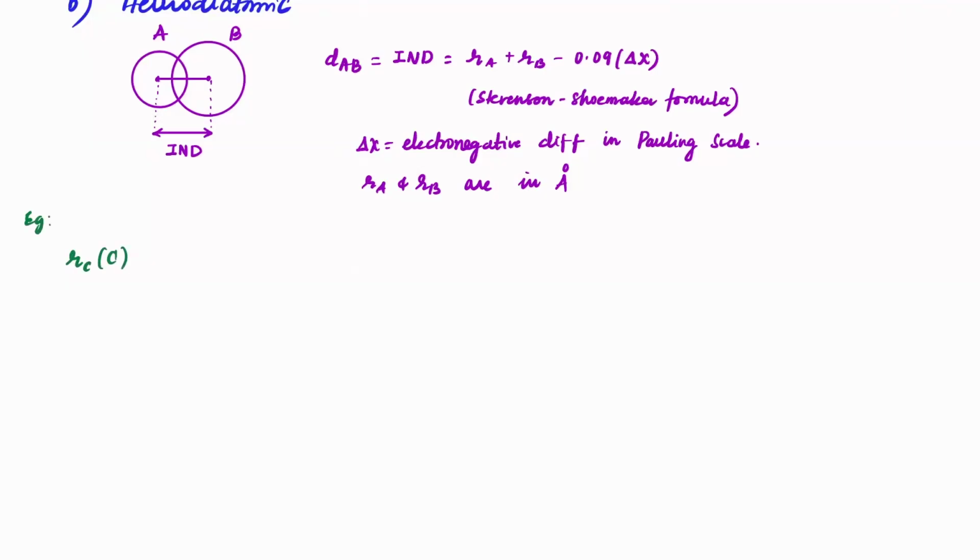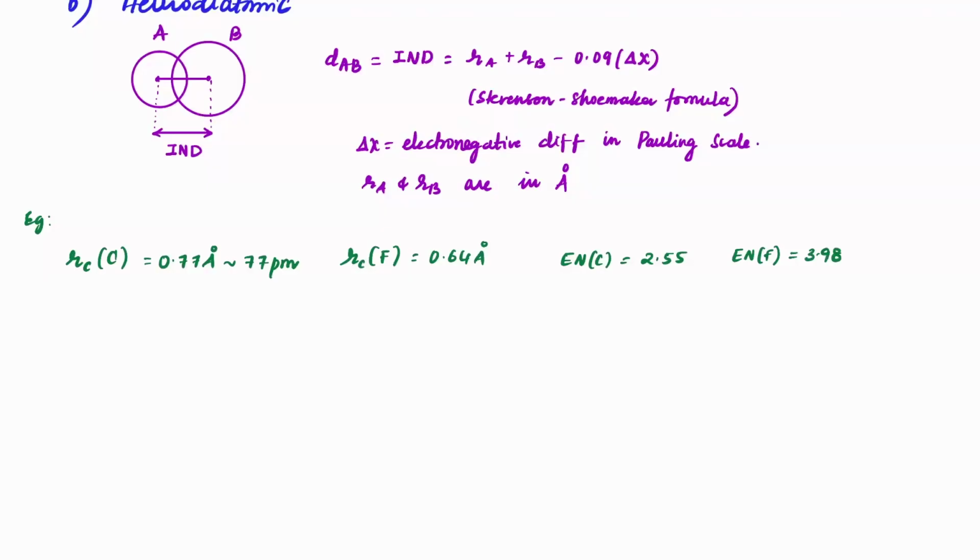Carbon is 0.77 Angstroms, or if you write it in picometers, it is 77 picometers. And the covalent radius of fluorine is 0.64 Angstroms or 64 picometers. I just wrote it down. Electronegativity of carbon is 2.55, whereas electronegativity of fluorine is very close to 4, or the exact value is 3.98.